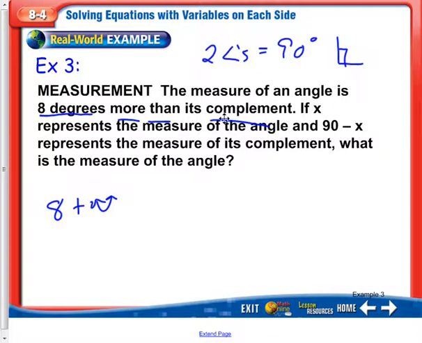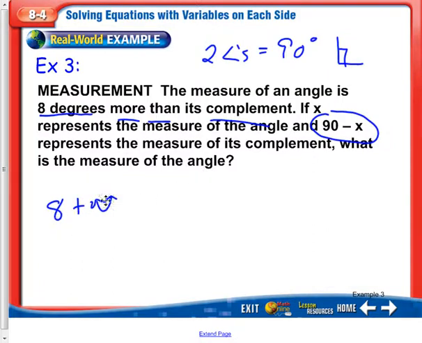So the complement would be the part that makes it the 90 degrees. The measure of an angle is 8 degrees more than its complement. So if x represents the measure of the angle and 90 minus x represents the measure of the complement, what is the measure of the angle? So what we need to think about here is 90 minus x is the measure of the complement.